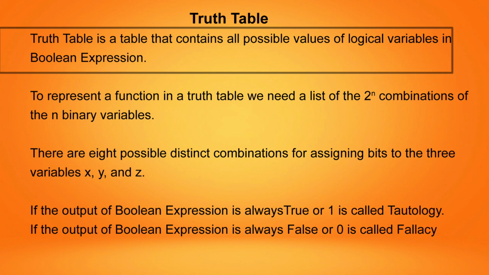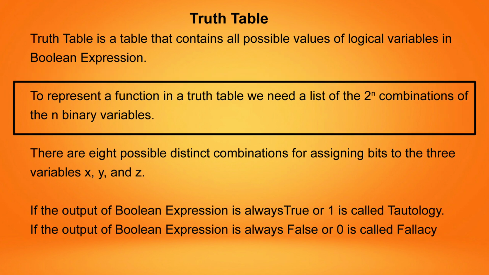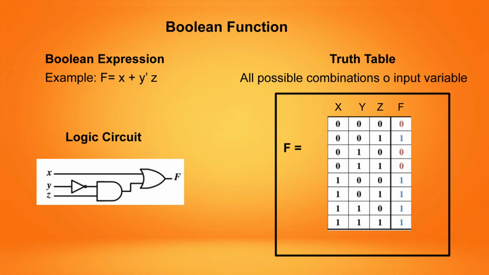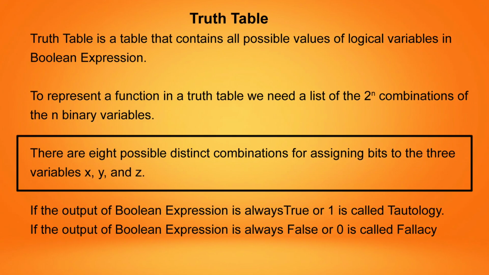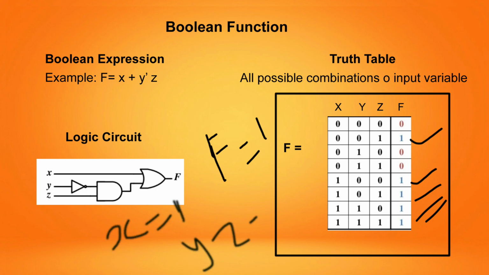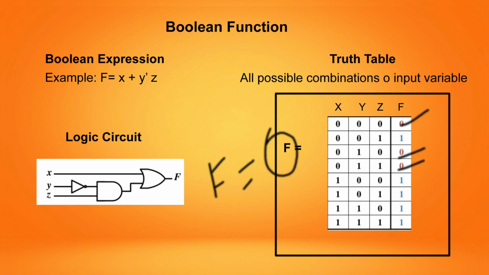Truth table is a table that contains all possible values of logical variables in a Boolean expression. To represent a function in a truth table, we need a list of the 2 power n combinations of the n binary variables. As shown in the figure, there are 8 possible distinct combinations for assigning bits to the 3 variables x, y and z. The function f is equal to 1 for those combinations where x equal to 1 or yz equal to 0, 1. It is equal to 0 for all other combinations.